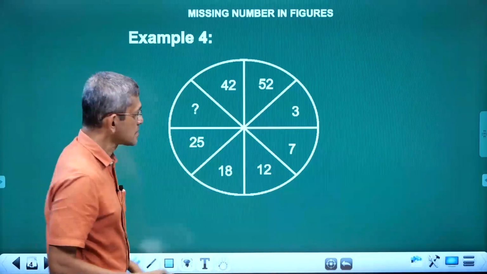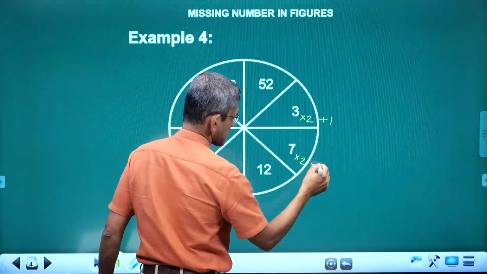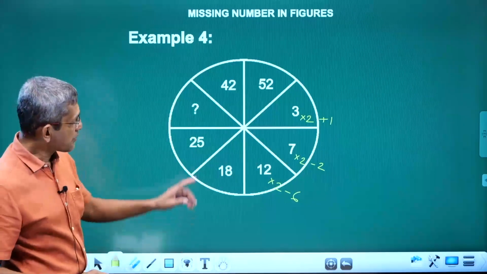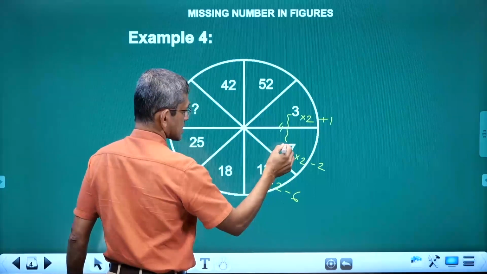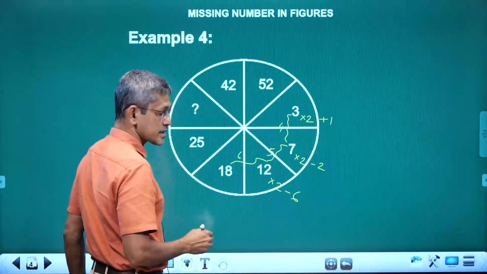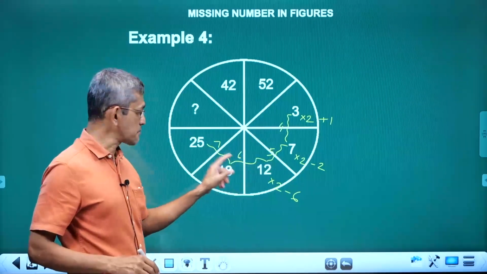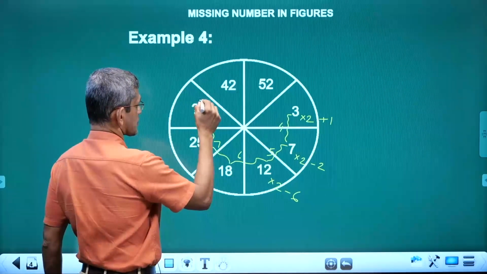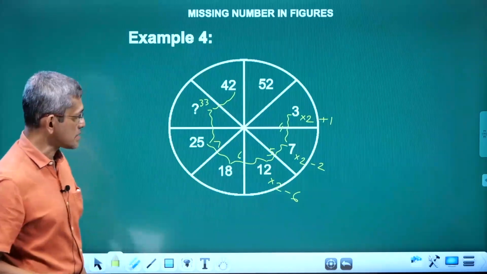Is that a pattern? Into 2 plus 1, into 2 minus 2, into 2 minus 6. It goes like that. It's not a perfect pattern. However, I'm pretty sure you must have seen the differences here. 3 plus 4 is 7. 7 plus 5 is 12. 12 plus 6 is 18. Right? So 18 plus 7 is 25. So it's plus 4, plus 5, plus 6, plus 7. Next one plus 8. 25 plus 8, 33 would be the answer. So this is 33. And 33 plus 9, 42. Perfectly all right. So that's a pattern here.